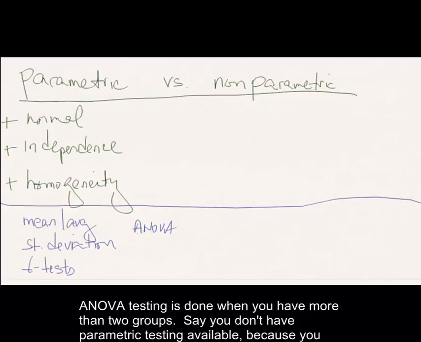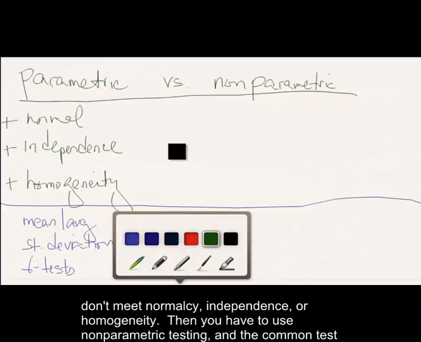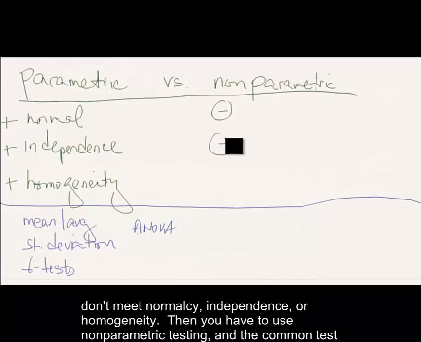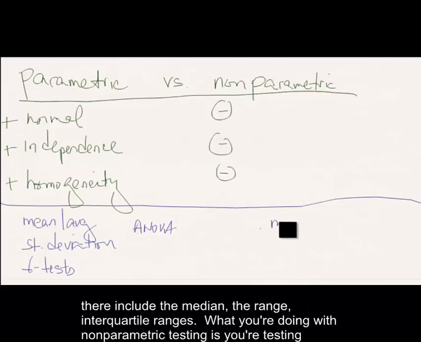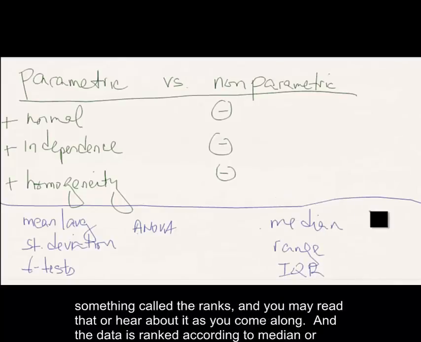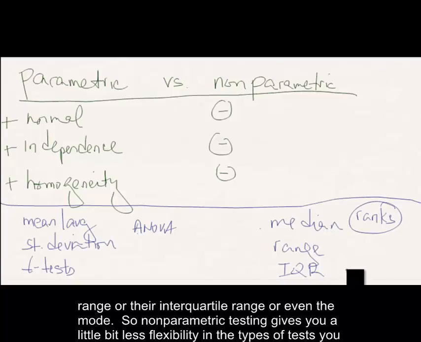Say you don't have parametric testing available because you don't meet normalcy, independence, or homogeneity. Then you have to use non-parametric testing, and the common tests there include the median, the range, interquartile ranges. What you're doing with non-parametric testing is you're testing something called the ranks. And you may read or hear about it as you come along. The data is ranked according to median or range or their interquartile range or even the mode.